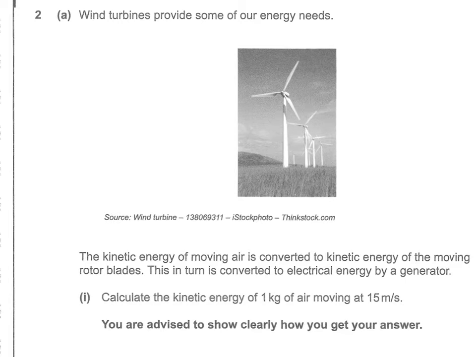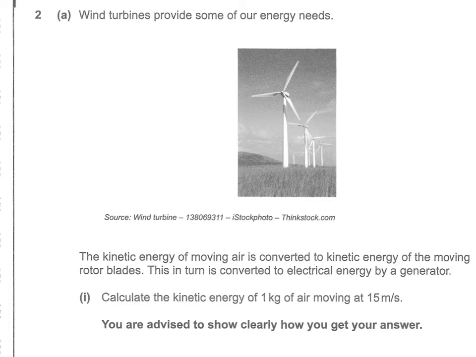Question 2a. Wind turbines provide some of our energy needs. And then we're told that the kinetic energy of moving air is converted to kinetic energy of moving rotor blades. And this in turn is then converted to electrical energy by the generator. It says calculate the kinetic energy of 1 kilogram of air moving at 15 meters per second. Show clearly how you get your answer.